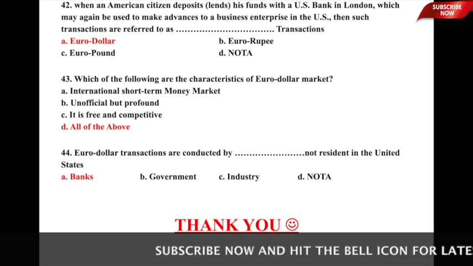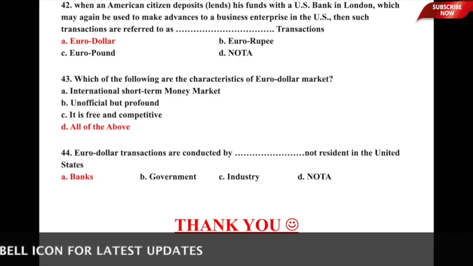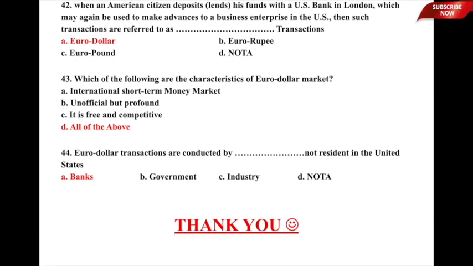This transaction is called as what? Whether it is A euro dollar transaction, B euro rupee transaction, C euro pound transaction, or D none of the above. So, here the correct answer is, it is a euro dollar transaction. I hope this question is pretty much clear. Very, very important example with respect to what the euro dollar market particularly boils down to. So, a euro dollar transaction is the one wherein an American citizen deposits his funds in a US bank which is situated in London, and that money is used by the US bank in US to extend a loan to a business enterprise, and this entire transaction is called the euro dollar transaction.